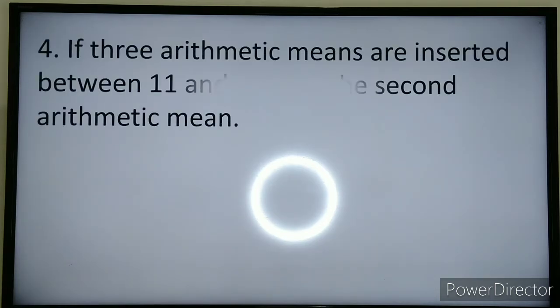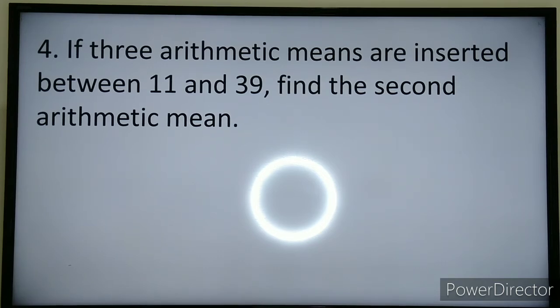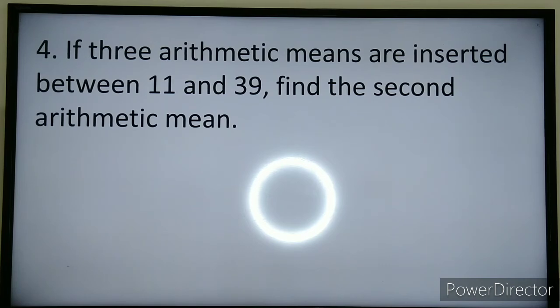Next, question number 4. If 3 arithmetic means are inserted between 11 and 39, find the second arithmetic mean. So, all in all, we have five terms. Because given there is the first and the last term, we are going to insert 3 arithmetic means. Then we are asked to find the second arithmetic mean.